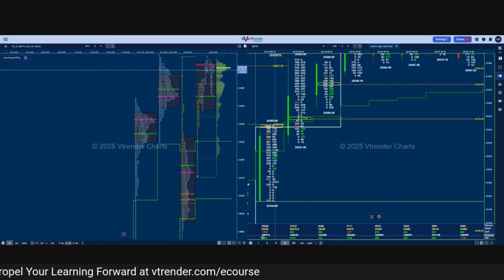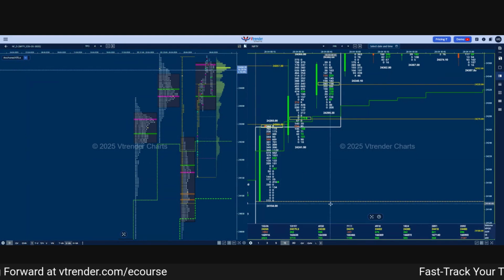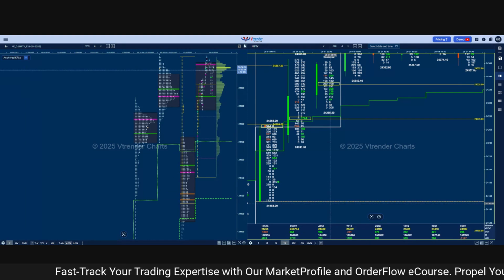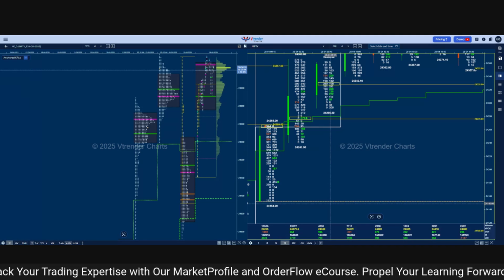The order flow is showing us 15,000 contracts on the opening bar. This is the first 15-minute bar. The first 15-minute average for the last 15 days is around the same, 16 to 17,000. So it's an average chart.